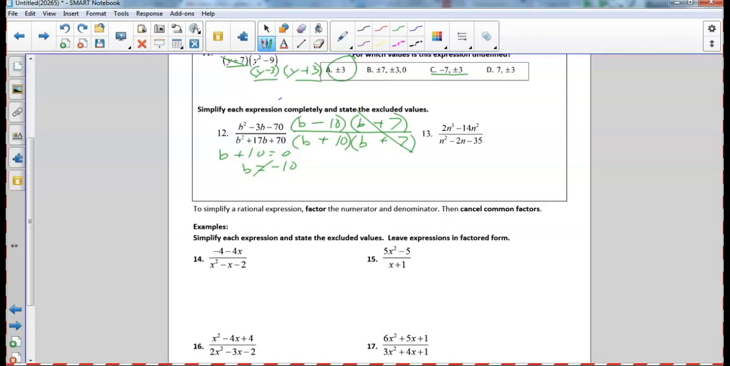On the top here, I'm going to take out a 2, and I'm also going to look for the smallest exponent, n squared, and that's going to give me n minus 7. On the bottom, when I factor this, you get n minus 7 and n plus 5. Those cancel. Set n plus 5 equal to 0, and n cannot be negative 5, because that would make the denominator a 0.